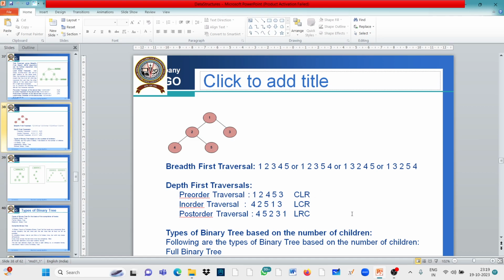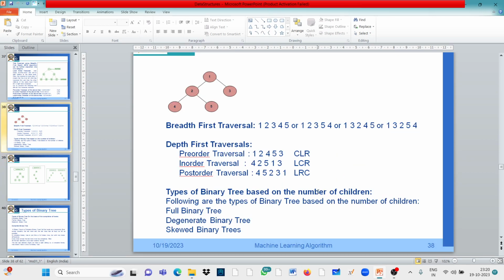Then coming to the pre-order traversal CLR, you tell me what are the things to be done. First is the center, that is 1, okay, then 2, then it will come to the L, again it is 4, okay, then the right 5, then the right it is 3, is clear. Similarly, in-order LCR, what is the leftmost? It is 4, center 2, then 5, then 1, then 3. LRC means 4, 5, 2, 3, last is 1, okay.